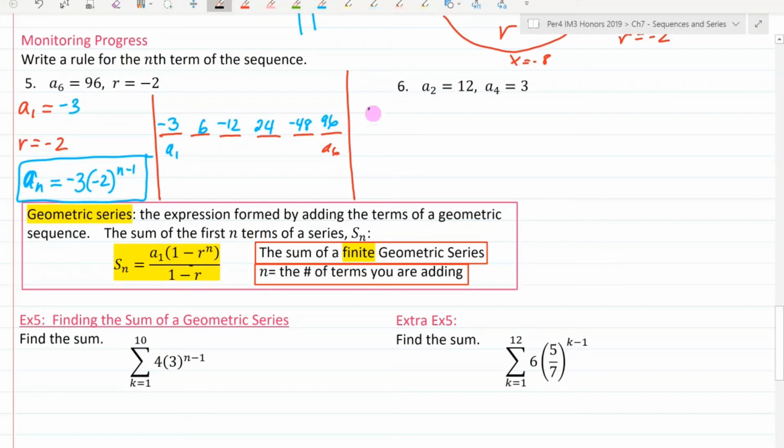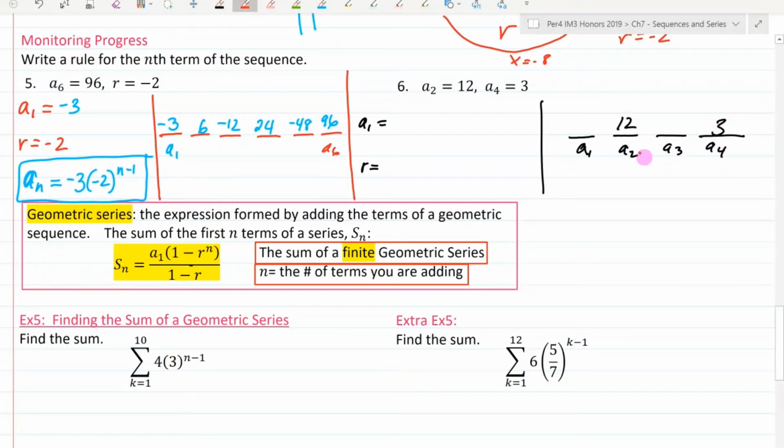For the next part, we don't know what the first term is, and we don't know what r is. So we do know 1, 2, we don't really have that much room over here, or we don't need that much room. There's only 4 terms. So I'm just going to go ahead and write all 4 of them out. This is 12, and this is 3.